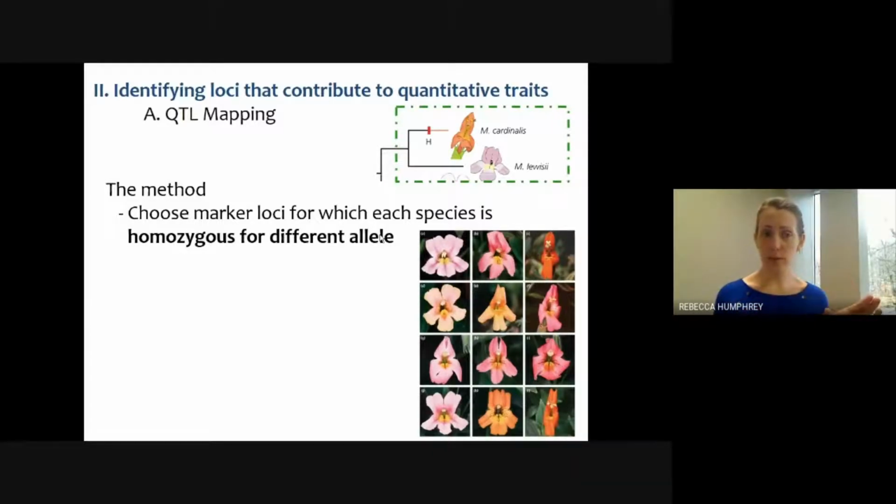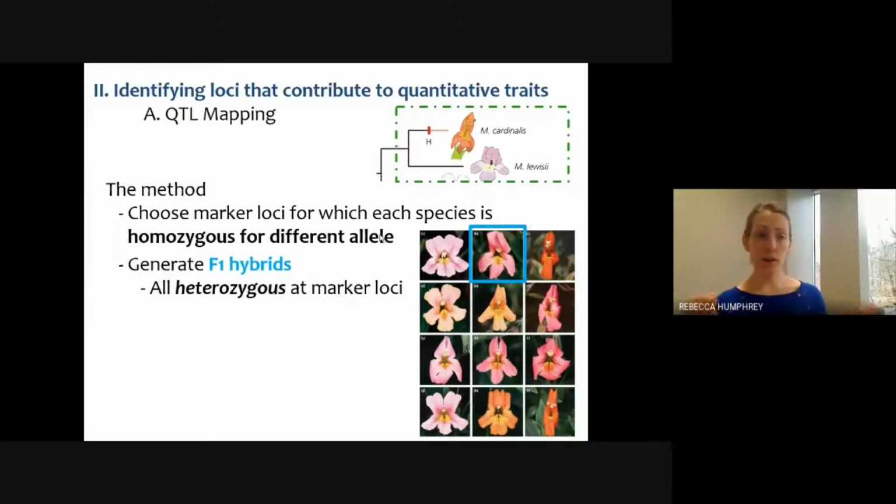So Mimulus lewisii is going to have this place in the genome, and it's got a particular allele. Every individual of Mimulus lewisii has that allele. Mimulus cardinalis is also going to have this place in the genome, but a different allele. So if we just looked at the sequence for the marker locus, we would know what species that little part of the genome came from.